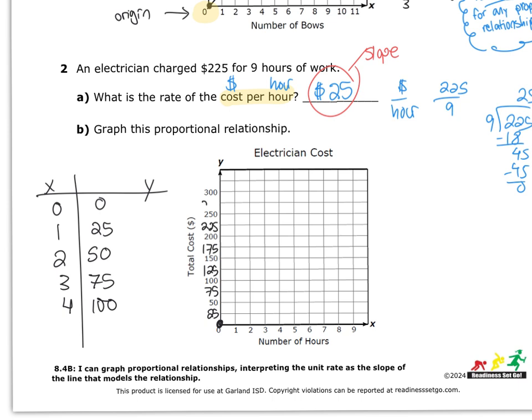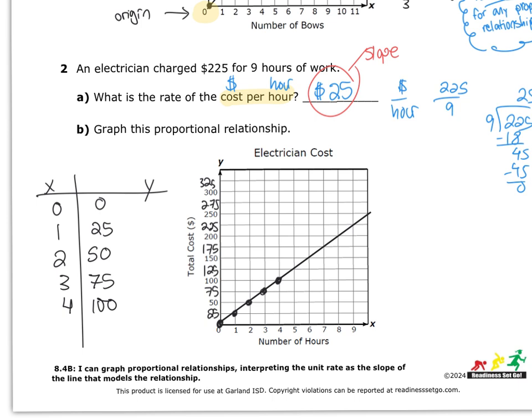It's easier if you do that. There we go. Okay, 0, 0, 1, 25, 2, 50, 3, 75, and 4, 100. Fantastic. All right, let's draw a line through these. There we go.